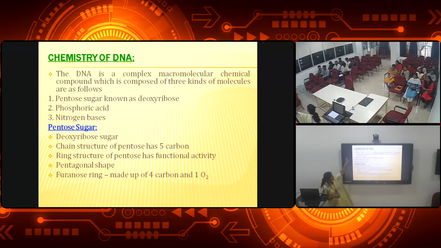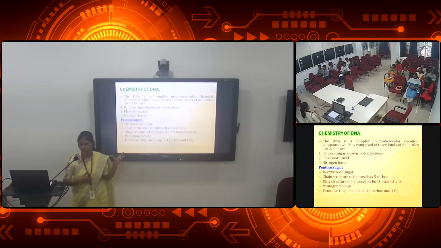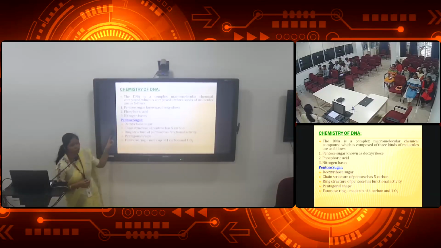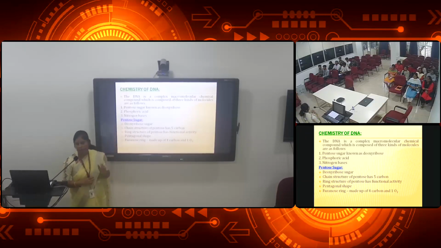There are three different types of chemical molecules present in the DNA. One is pentose sugar, which is known as deoxyribose. Another one is phosphoric acid. Is DNA a negatively charged or positively charged molecule? Yes, very good. DNA is negatively charged because of the presence of the phosphate group.